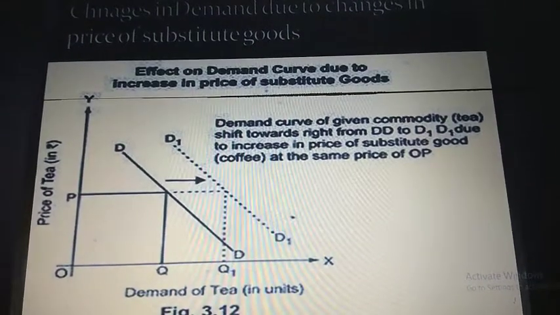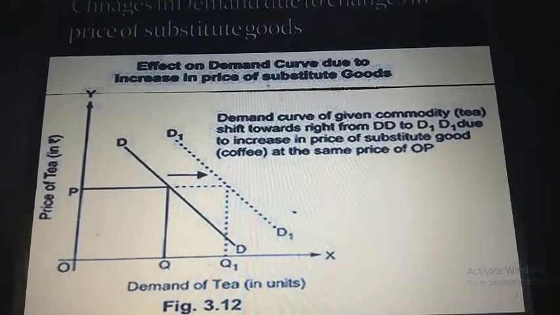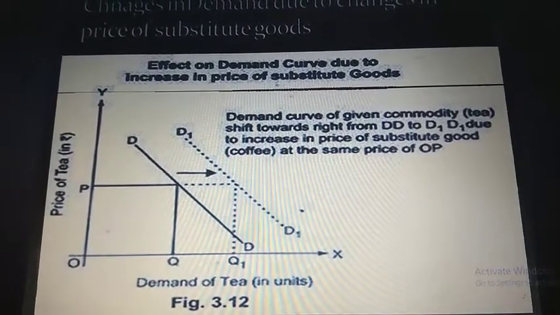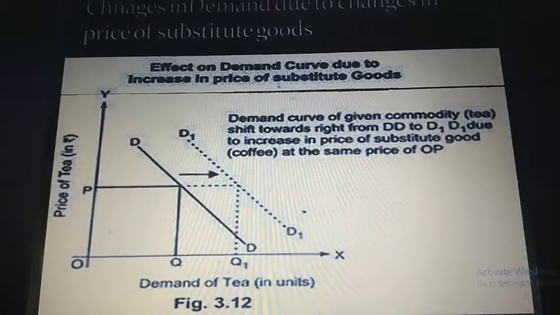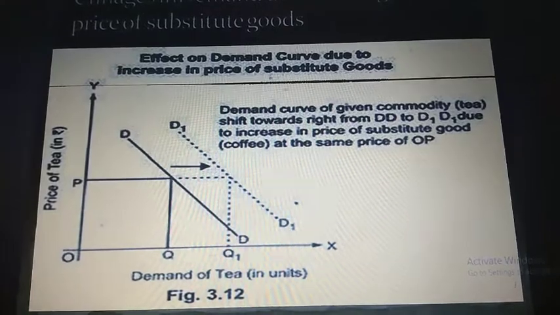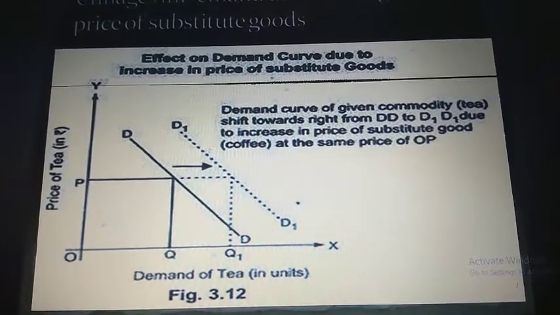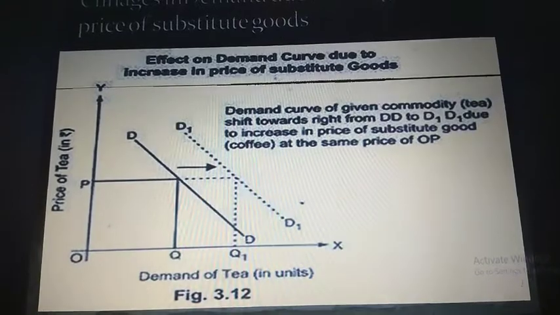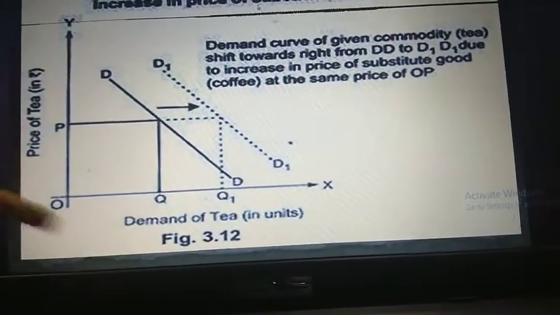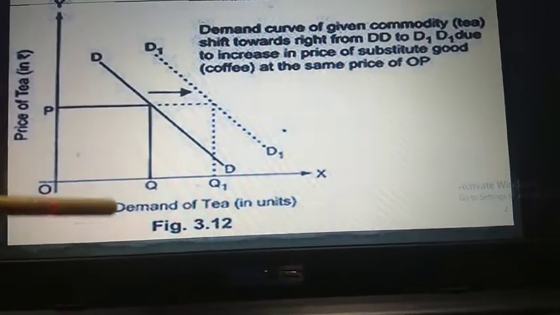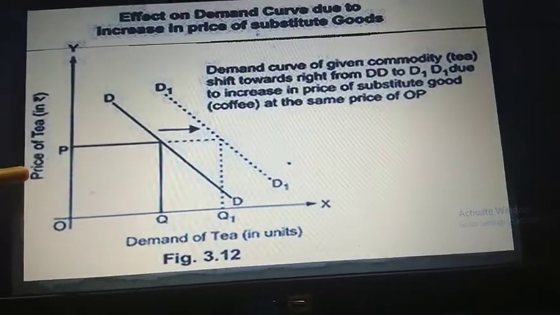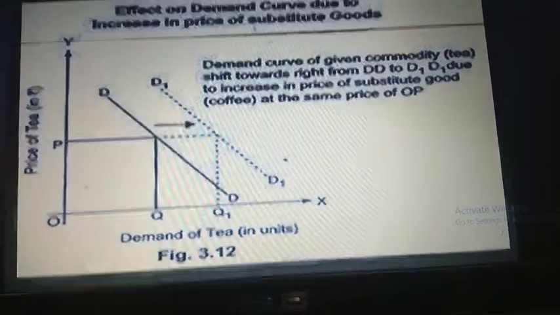Now with the help of the diagram, as can be shown in figure 3.12, what do we see? We have taken tea and coffee as substitute goods. Tea here is the given good. Always remember, the given good is taken on the diagram. That means we will be showing the demand of the given good, that is tea here, on the x-axis, and the price of the tea, again the given good, on the y-axis.